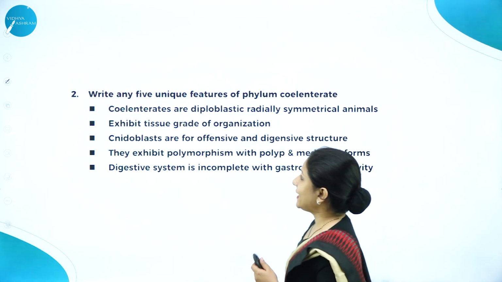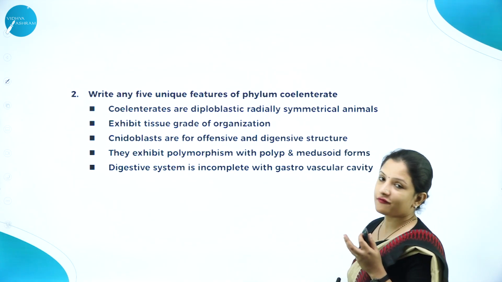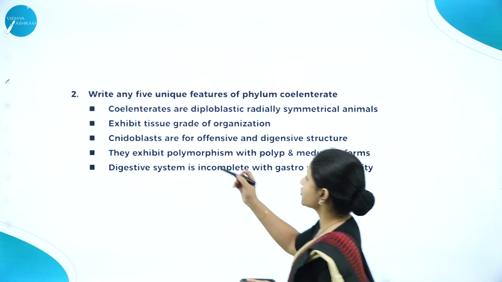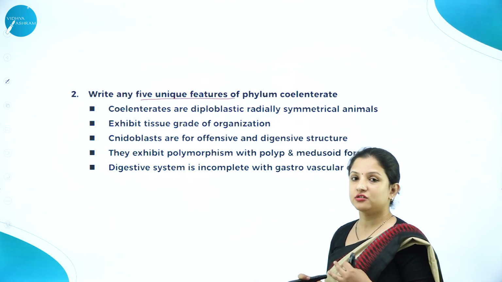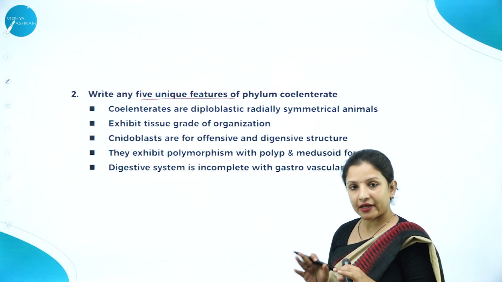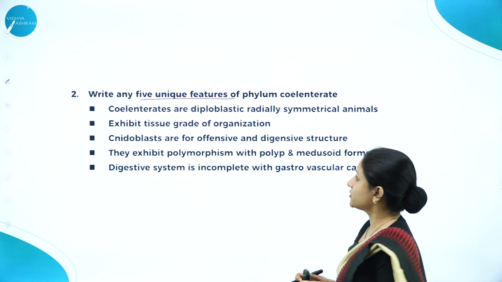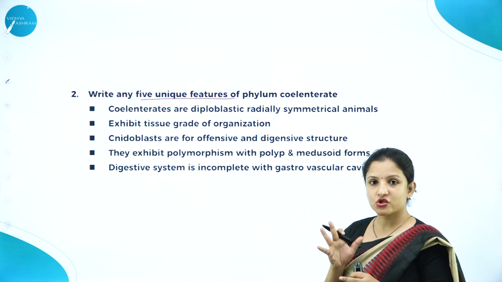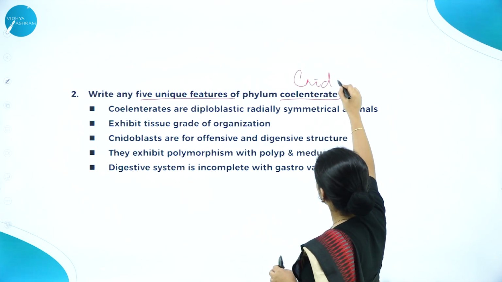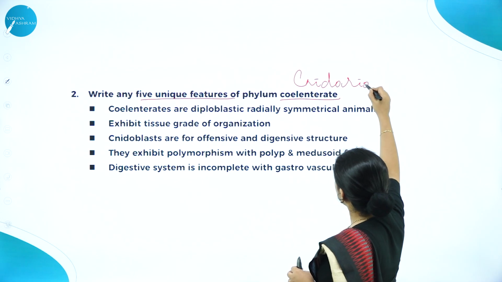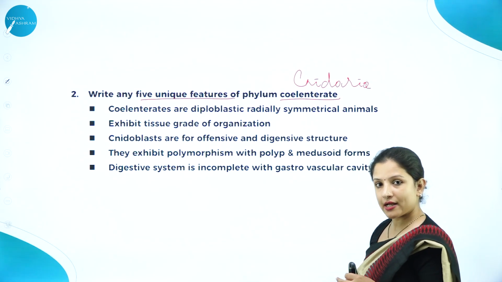Next question. Write any 5 unique features of phylum Coelenterata. Here they have mentioned unique features. If you write some of the common features, you will not get marks. You have to select and write the peculiar features. Coelenterata is also called Cnidaria, so the question can be asked as: write any 5 unique features of Cnidaria as well.